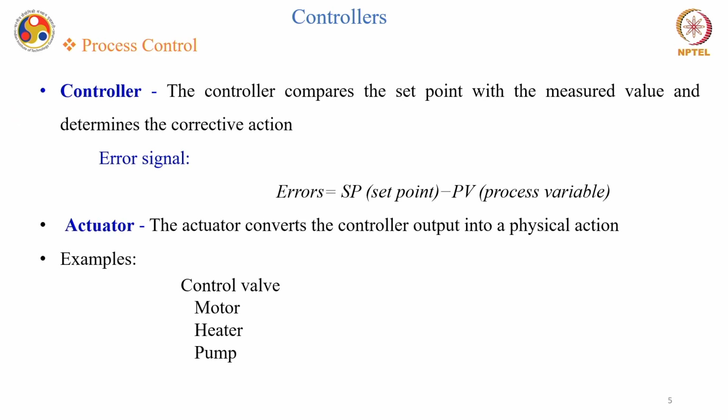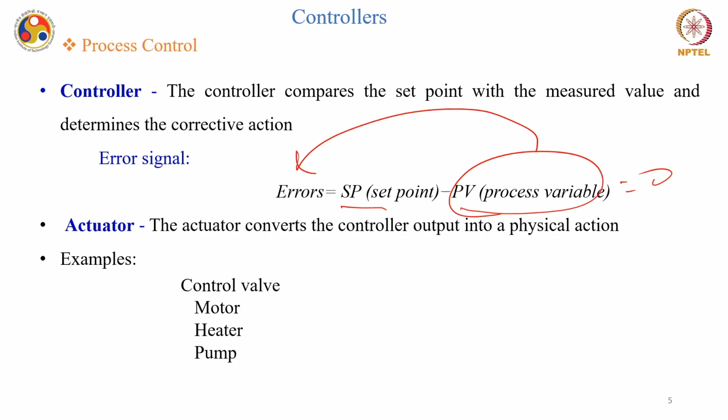The controller compares the set point with the measured value and determines the corrective action. When I say corrective action, it means that it generates an error signal. So error in this case is the set point minus the process variable, SP minus PV. You wanted it to be 0, but any deviation from the set point in the process variable is actually the error which is given by your controller.